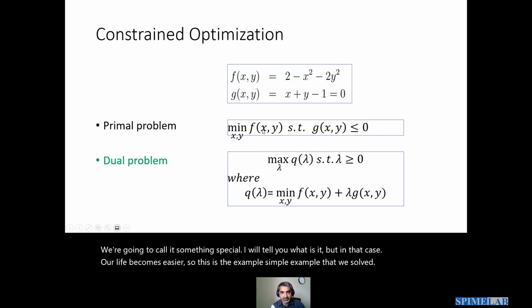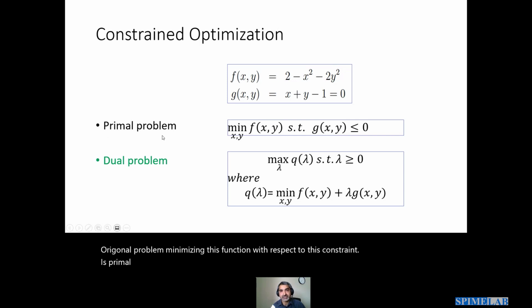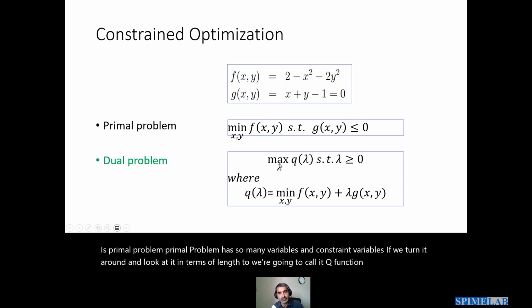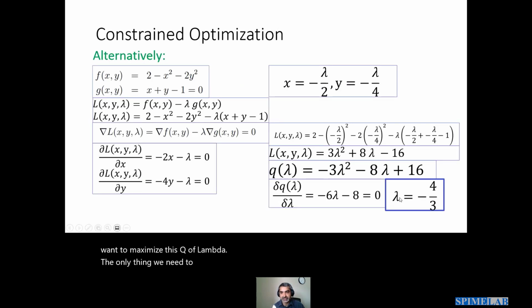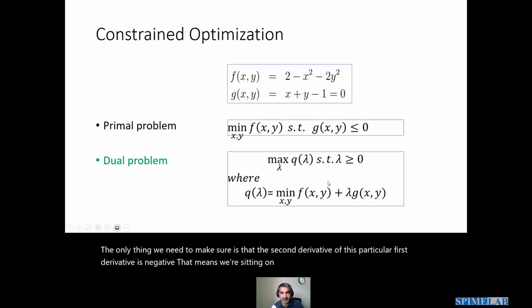So this is the simple example that we solved. The original problem, minimizing this function with respect to this constraint, is the primal problem. The primal problem has so many variables and constraint variables. If we turn it around and look at it in terms of lambda, we are going to call it the Q function, Q of lambda. We want to maximize this Q of lambda. The only thing we need to make sure is that the second derivative is negative. That means we are sitting on the maximal point. And that is the only constraint.